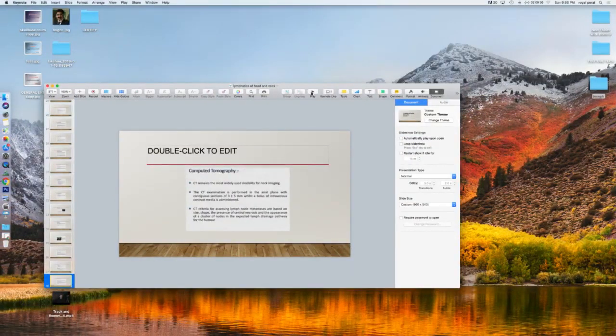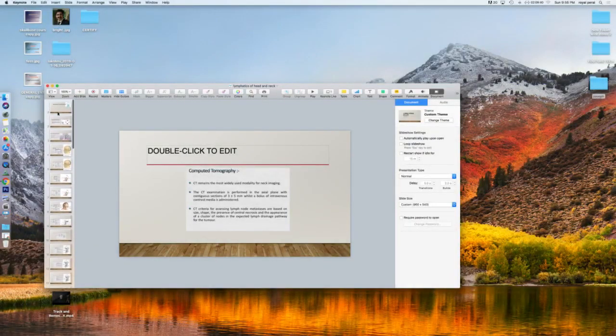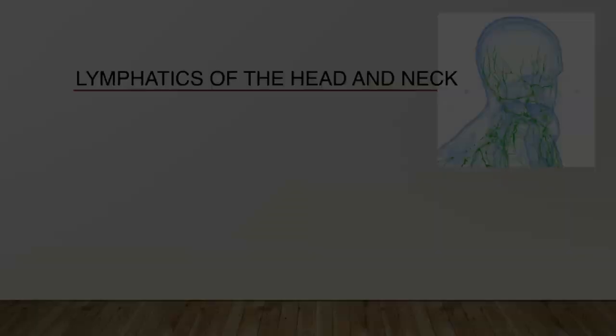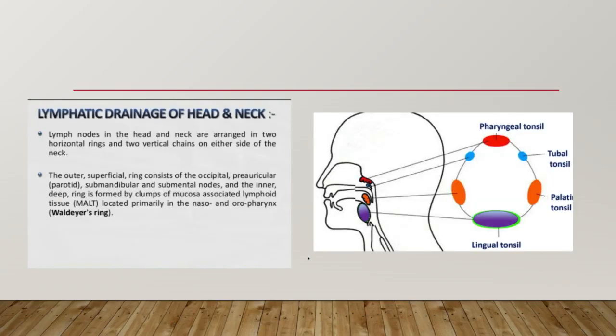So, moving on, our next topic is the lymphatic supply of the head and neck region. The lymphatic drainage of the head and neck region is arranged into two horizontal rings and two vertical rings on either side of the neck. The outer, more superficial ring consists of occipital, preauricular, submandibular and submental nodes.